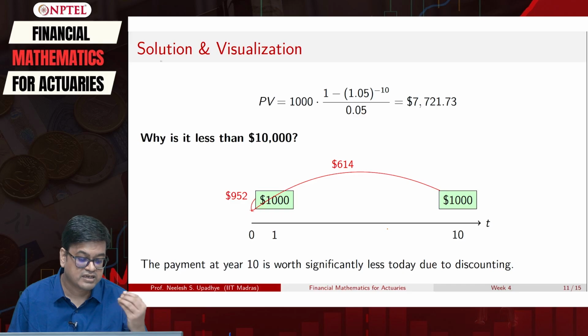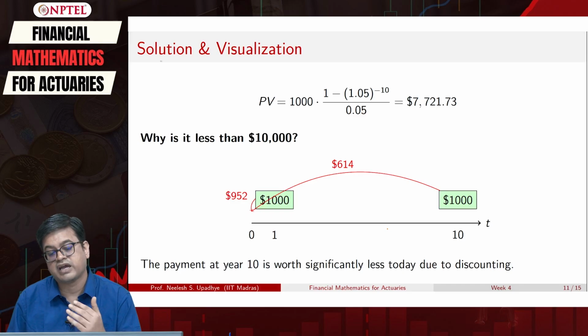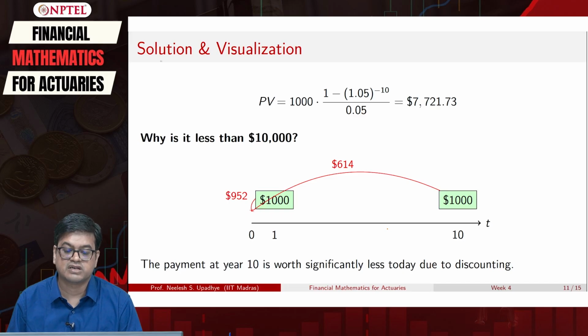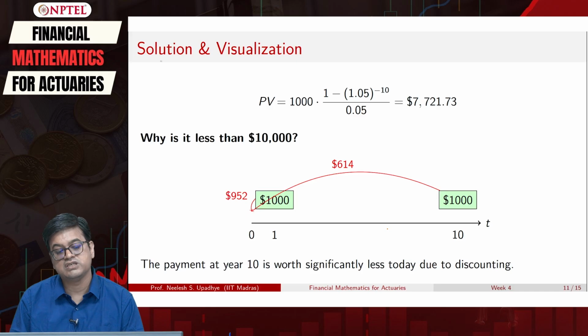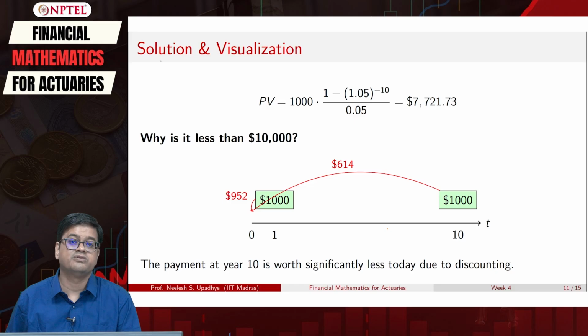And what we are looking at is the sum of all these values, which actually turns out to be 7721.73. So the payment at year 10 is worth significantly less today due to discounting. That's the key takeaway. Here we have solved a wonderful problem where we see the power of compounding and the power of discounting when we discount to the present value. Now here the present value was unknown. Let us look at when we have the future value and present value and the time n is unknown.